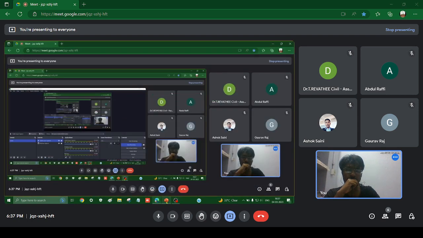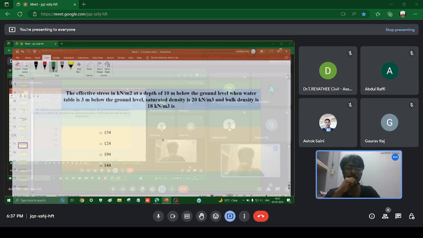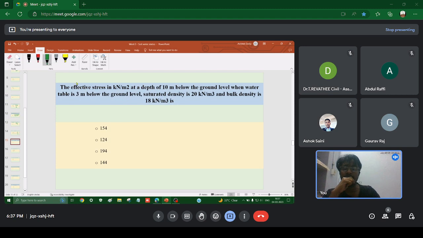What is the answer? Have you solved anyone? Okay. So effective stress at depth of 10 meter. This is the ground level. Water table is 3 meter below the ground level. A depth of 10 meter, further to 7. So this is 3. This is 7 meter.